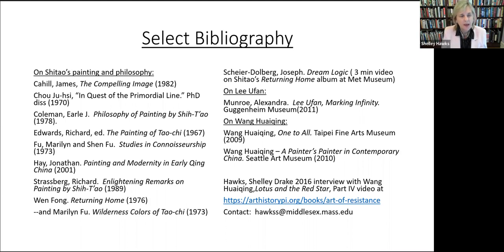And I've placed here some of the sources that I used in my study for today's presentation. Some of these scholars have made large contributions to the scholarship on Shitao. So James Cahill, Joe Ruchi, Earl Coleman, Richard Edwards, Marilyn and Shen Fu. Jonathan Hay has written a very substantive study of Shitao and his life. Richard Strasberg, I mentioned, as a really good translation. Wen Fong has written beautifully on Shitao's album. And Joseph Shire Dolberg has created some wonderful videos about the Returning Home album series at the Metropolitan Museum.